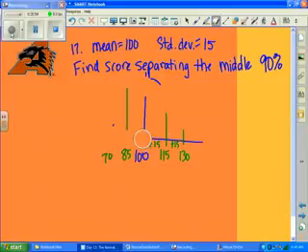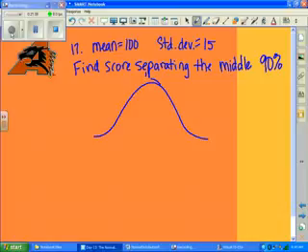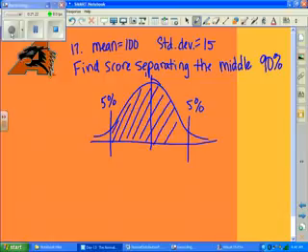Okay, but what we want to do is use the middle 90% of area. So if we want to do the middle 90% of area, that's going to cut off the top 5%, and that's going to cut off the bottom 5%. So the area that we are talking about is all of this right here in the middle.